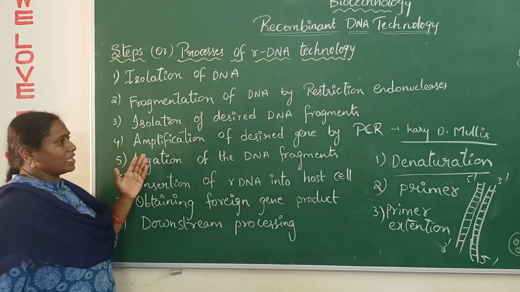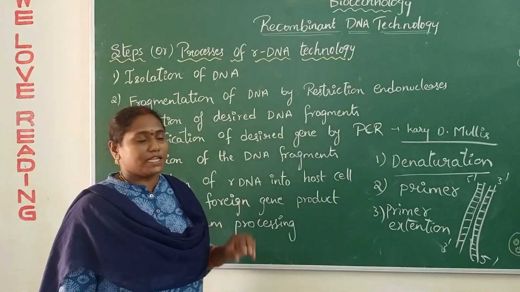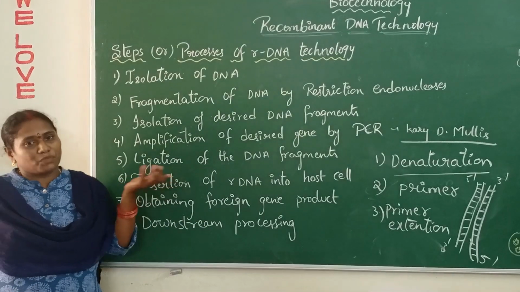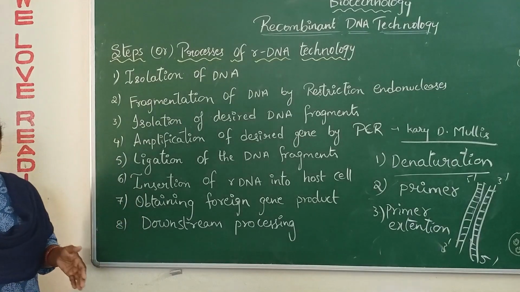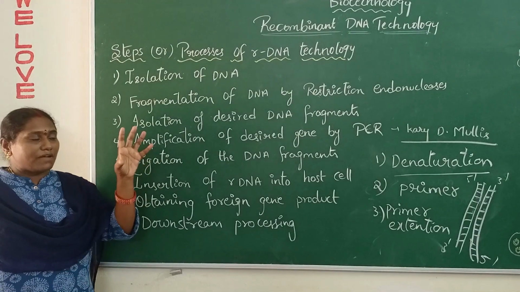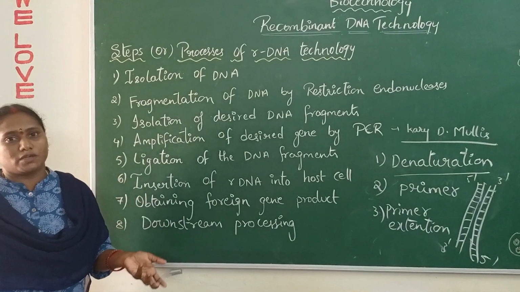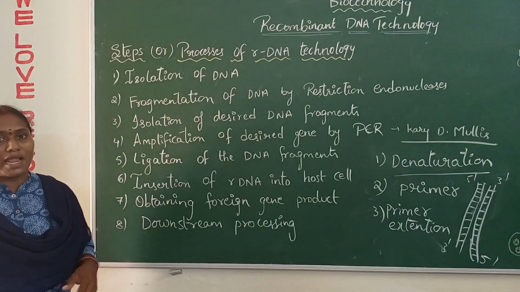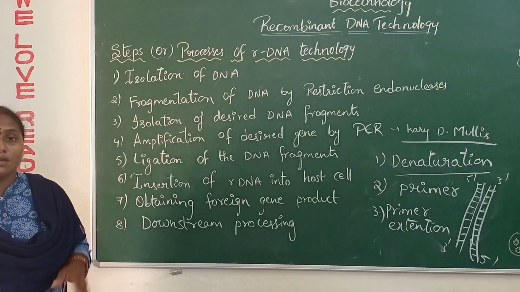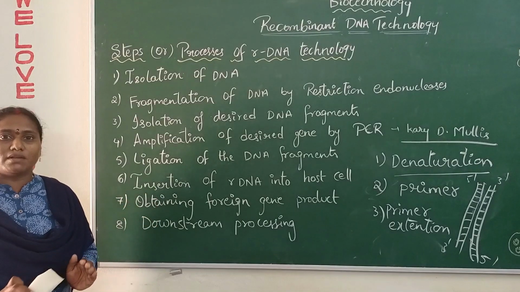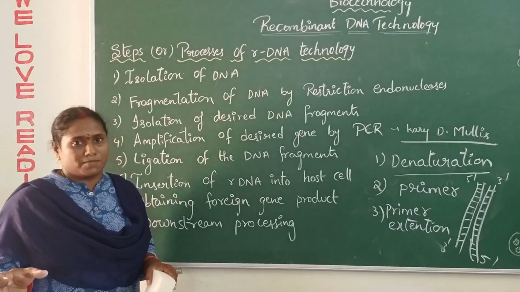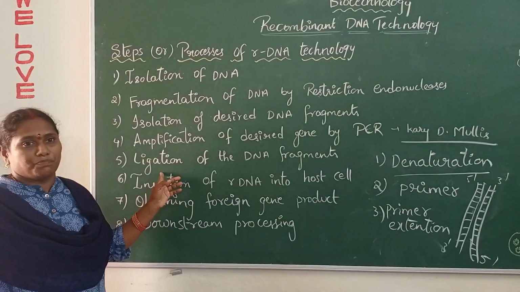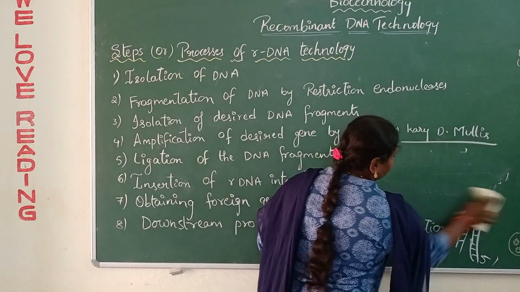Finally, in this amplification step, we are going to get the desired DNA fragments. Now the very next step is ligation of the DNA fragments. We have taken a plasmid DNA or a vector DNA molecule. We are taking another DNA of our desired gene, whatever we want, and we are cutting it into different pieces. Now we have to join this plasmid vector and the desired DNA fragments. For this joining purpose, we need an enzyme called ligase.